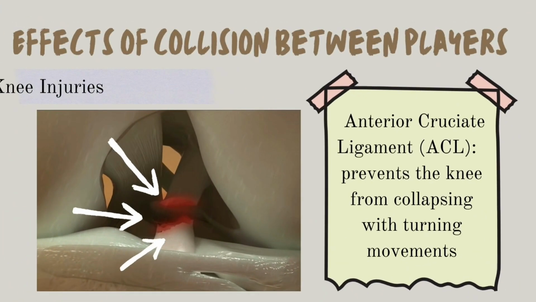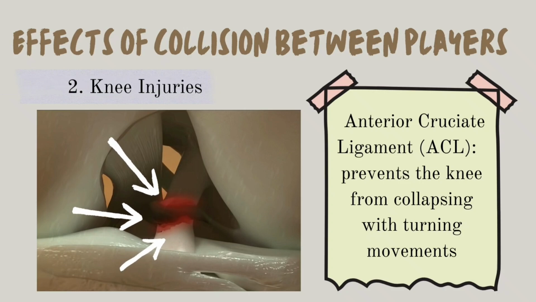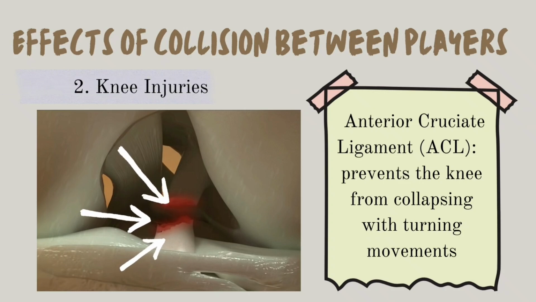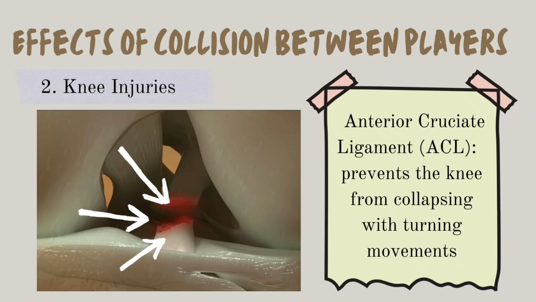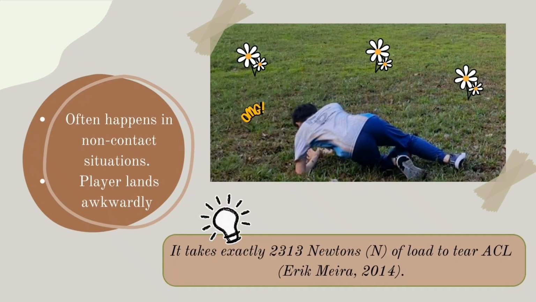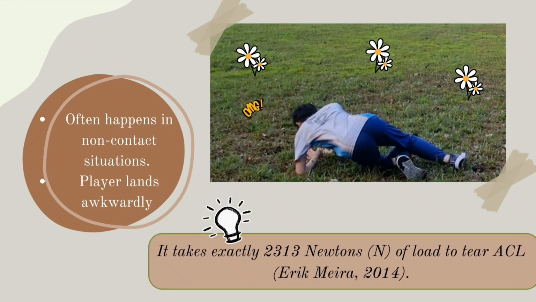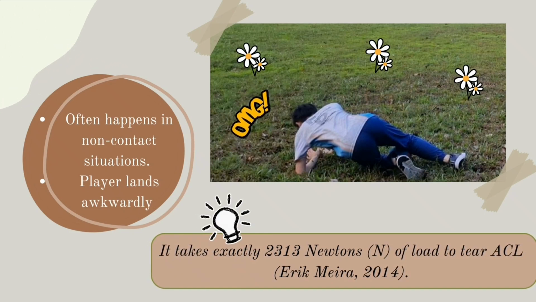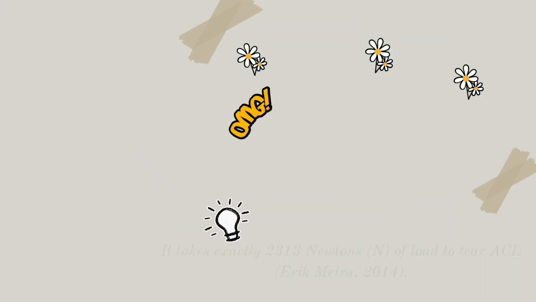The second effect of collision is knee injuries. ACL, anterior cruciate ligament, is at the highest risk to be torn. ACL prevents the knee from collapsing with turning movements. Knee injuries often happen in non-contact situations where the player lands awkwardly on the ground. A force of 2,330 Newton is needed to tear an ACL.